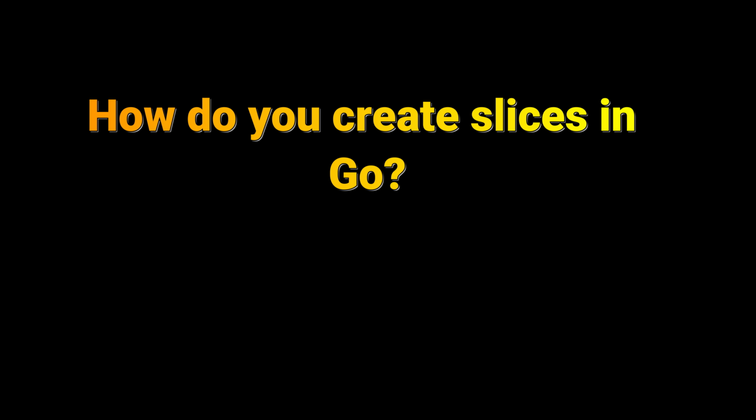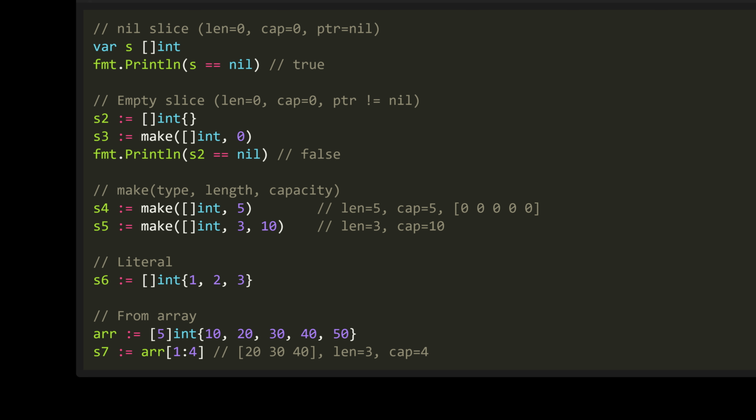Question: how do you create slices in Go? There are several ways to create slices in Go. You can declare a slice with var, and it will be a nil slice with no data. You can also create an empty slice with empty curly braces or by using the make function. When you use make, you can set the length and also the capacity.